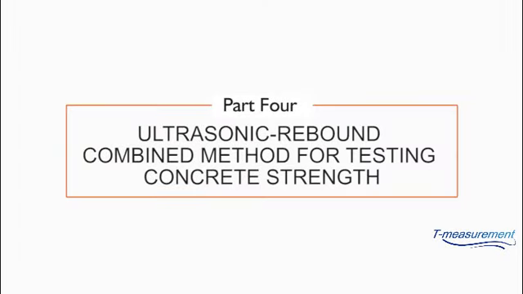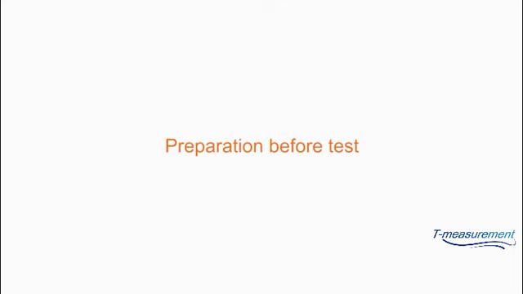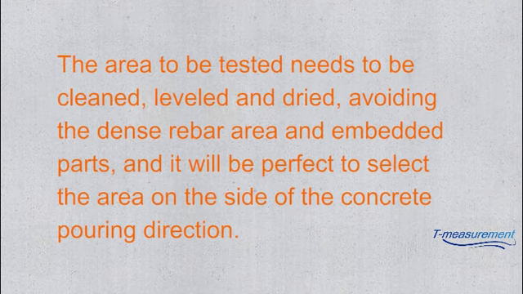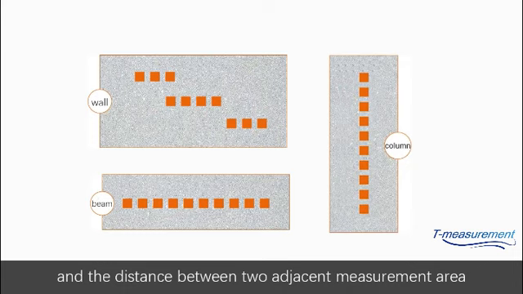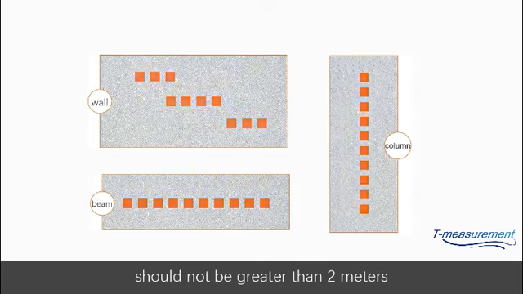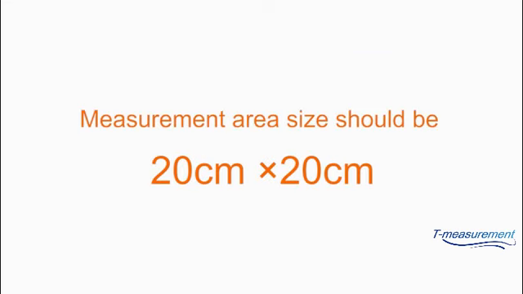Part 4. Ultrasonic Rebound Combined Method for Testing Concrete Strength. Preparation before test. The area to be tested needs to be cleaned, leveled, and dried, avoiding the dense rebar area and embedded parts. It will be best to select the area on the side of the concrete pouring direction. The measurement areas should be evenly distributed, and the distance between two adjacent measurement areas should not be greater than 2 meters. Measurement area size should be 20 cm by 20 cm.